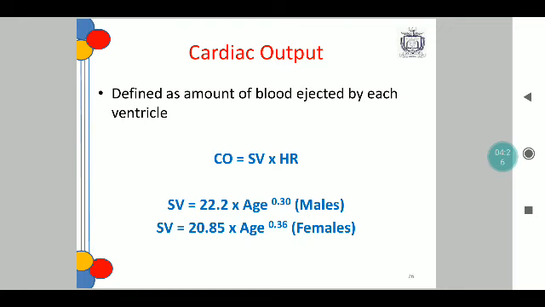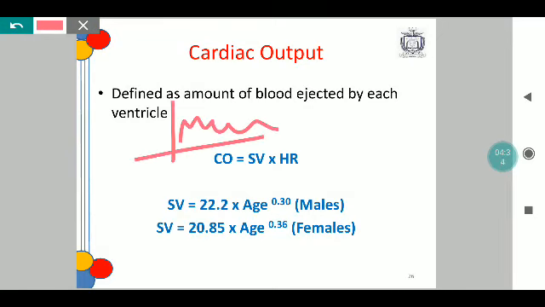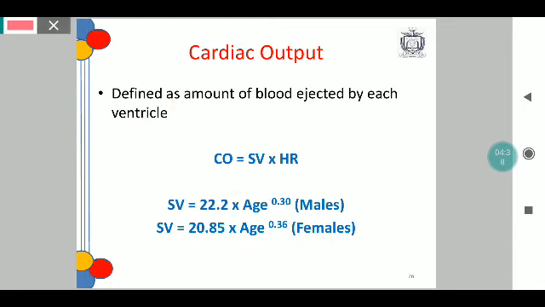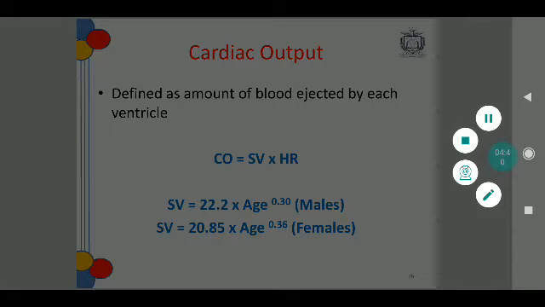Now subsequently, cardiac output is defined as the amount of blood ejected by each ventricle. Now this is expressed in terms of stroke volume per heart rate, and this is the amount of blood ejected by each ventricle per minute. It is not per cycle, it is per minute. Cardiac output is stroke volume, that is the amount of blood ejected by each ventricle per cycle, into heart rate.